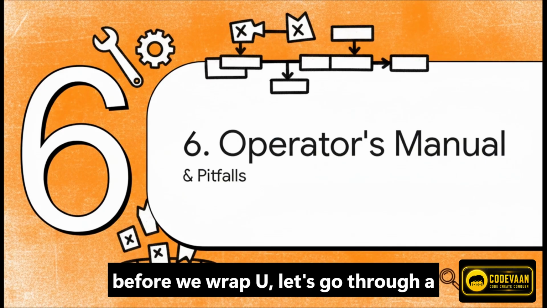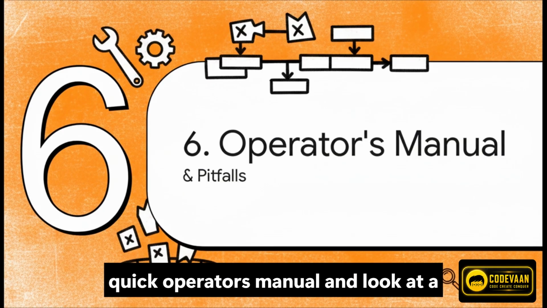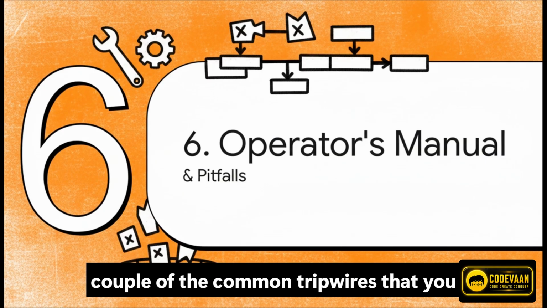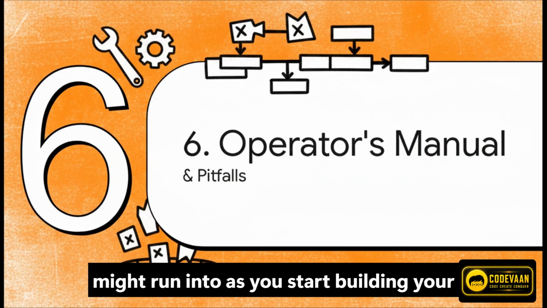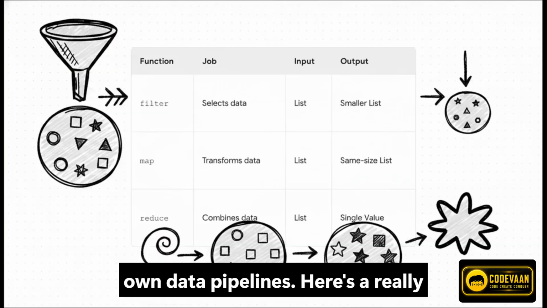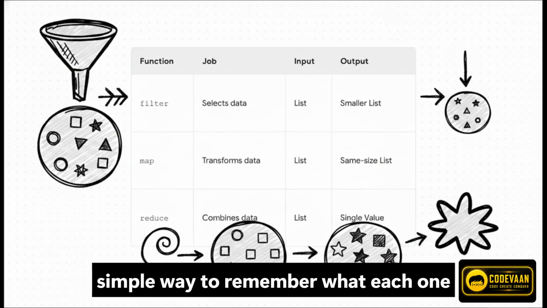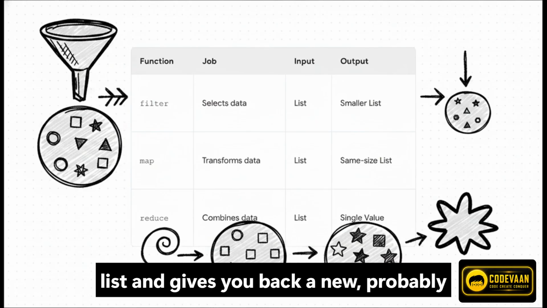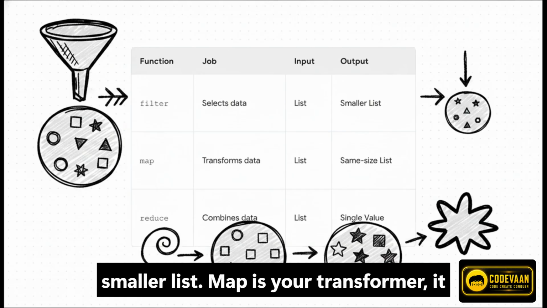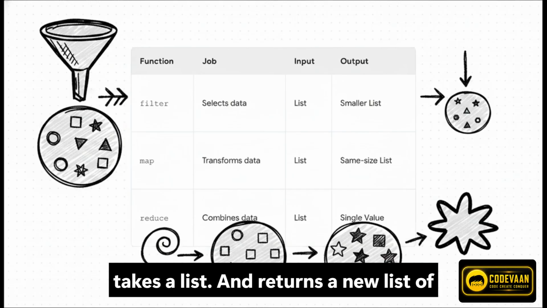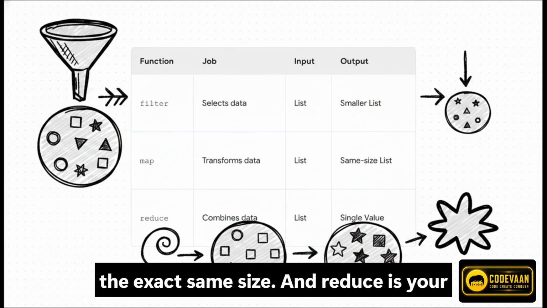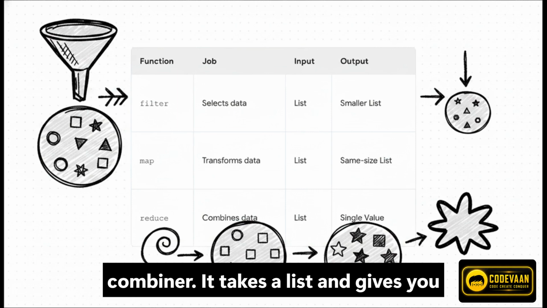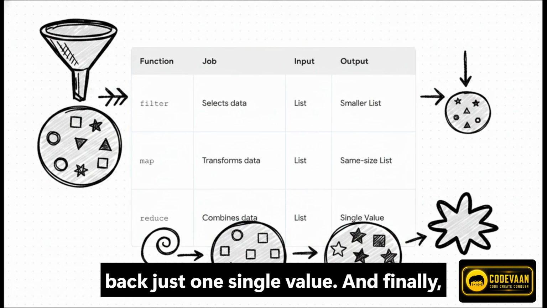So before we wrap up, let's go through a quick operator's manual and look at a couple of the common tripwires that you might run into as you start building your own data pipelines. Here's a really simple way to remember what each one does. Filter is your selector. It takes a list and gives you back a new, probably smaller list. Map is your transformer. It takes a list and returns a new list of the exact same size. And reduce is your combiner. It takes a list and gives you back just one single value.